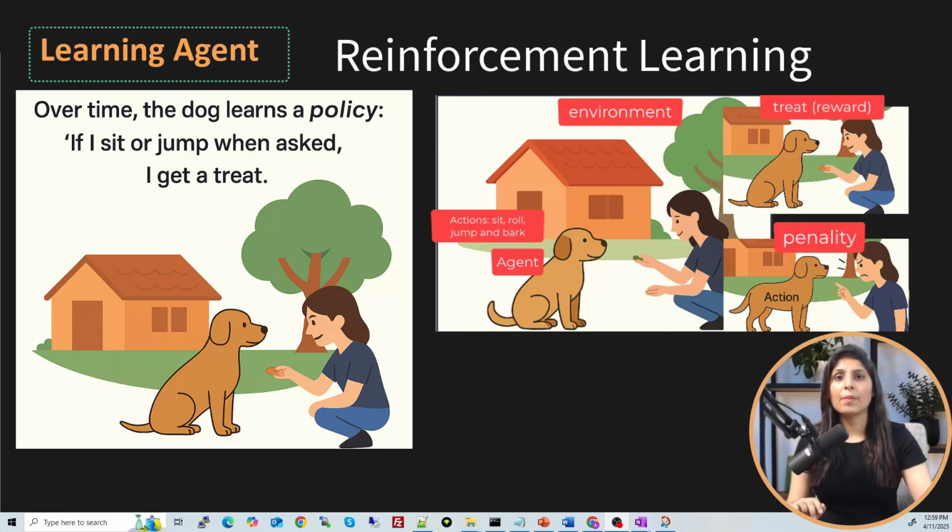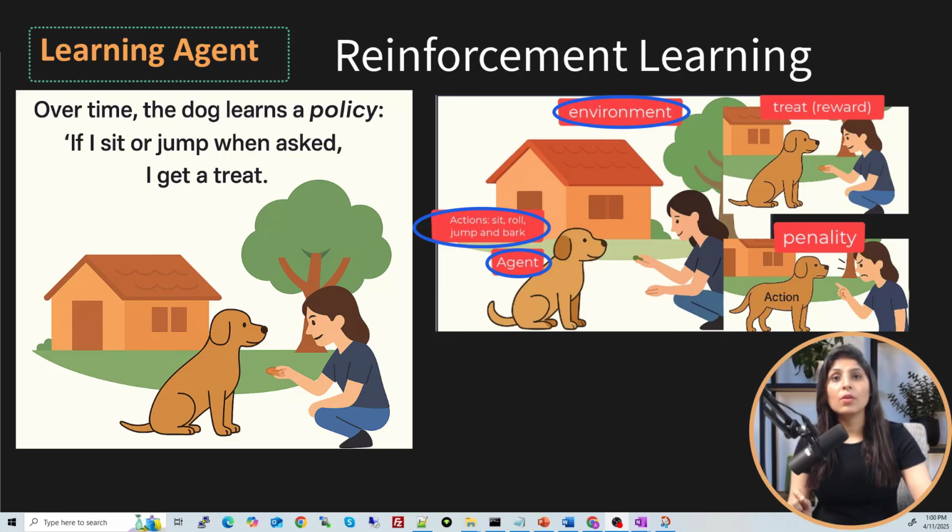So in this example, we saw some important terms. We talked about agent. In this example, the agent is the dog, right? Means agent means the learner. And then we talked about environment. And in our example, what is the environment? Our house or park, right? And then we talked about actions. Action means things that the agent can do. And in this example, sit, roll and bark, these are the 3 actions.